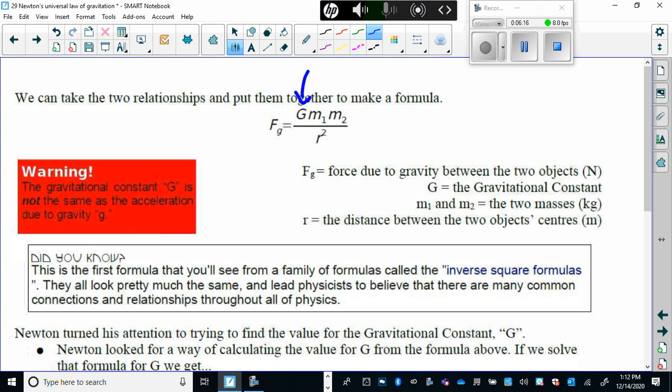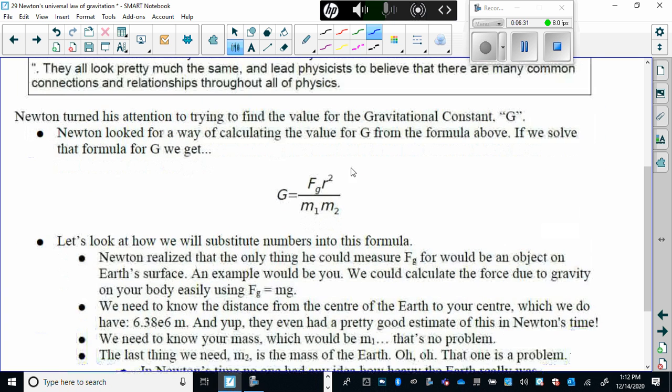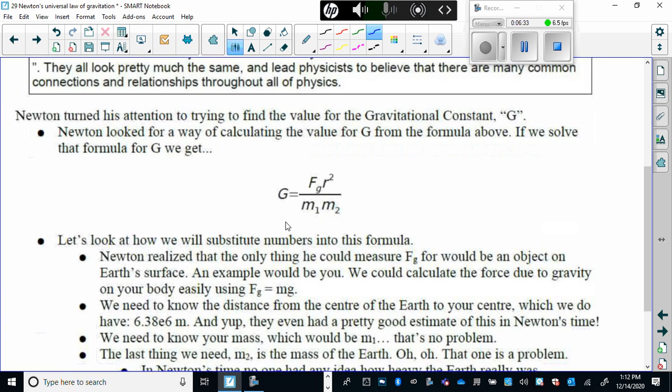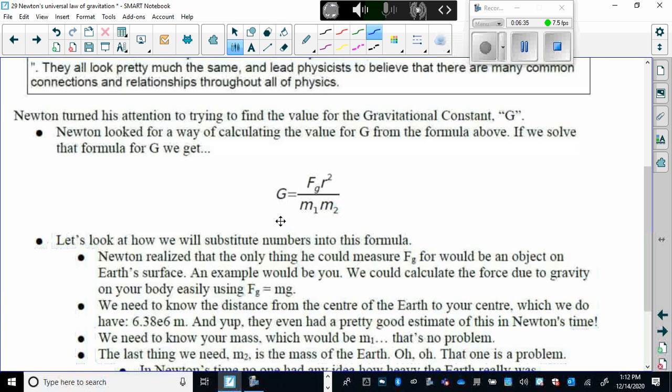So it's not just a number like 4 or 5 or negative 7. It's a far more difficult number to calculate. And Newton went about trying to calculate that number. What he did was he rearranged the formula, as you can see in your notes, to this formula here, and then to see if he could solve for big G, the gravitational constant of the universe.